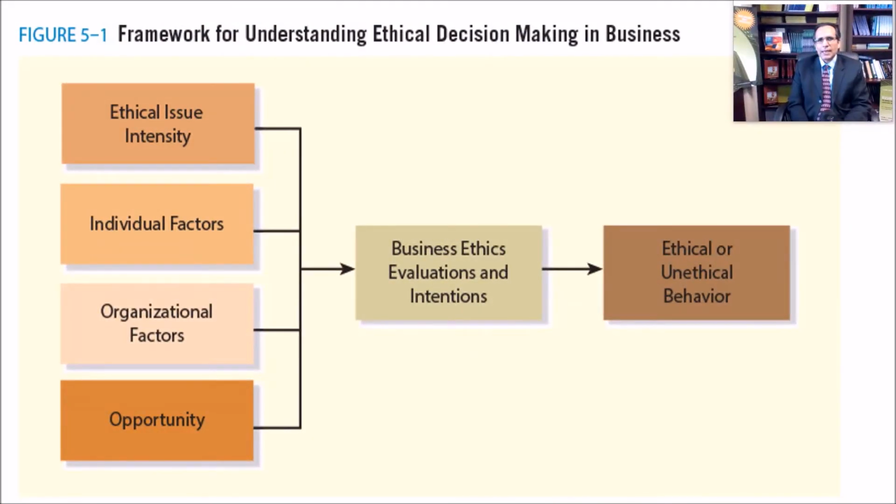The framework for understanding ethical decision making in business gives you the variables of ethical issue intensity, individual factors, organizational factors, and the opportunity that we might have to do that which is illegal or do that which is legal and ethical perhaps. All of those variables influence business ethics evaluation and intention of individuals. Ultimately, that leads to ethical or unethical behavior at any given time on the part of the employee or the manager. So let us look at the drivers and influences of business ethics evaluation in a person's intention to either behave ethically or unethically. That's what this chapter is about.